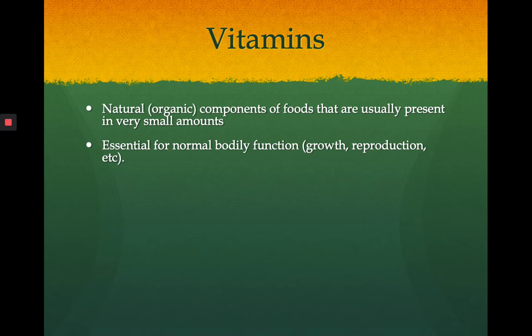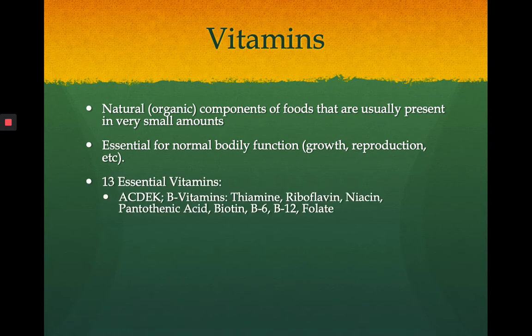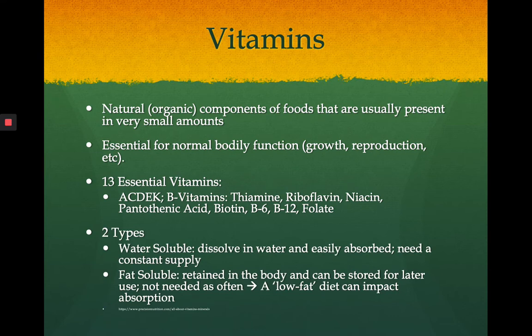So, the micronutrients, we're going to start looking at the first one, which is vitamins. These are natural, organic components of foods that are usually present in very small amounts. They're essential for normal bodily function. There are 13 essential vitamins: vitamins A, C, D, E, and K, and the B vitamins. And there are 2 types, water soluble. These dissolve in water and are easily absorbed. We need to replenish these regularly because they get absorbed so quickly.